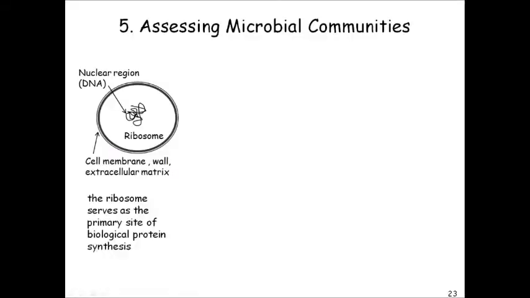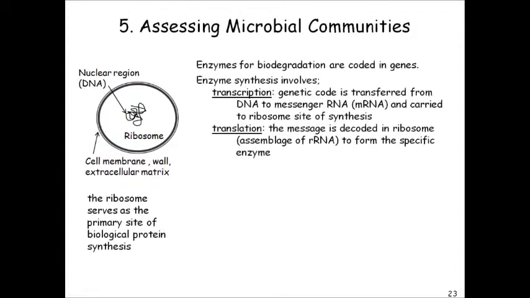So again, my very simplistic view of a cell: it's got some DNA in it. Ribosomes are on the inside. There's a cell membrane of some kind, and there's interaction across that cell membrane with the environment. We need enzymes to biodegrade contaminants, and those are coded for in the genes. However, simply having the right genes doesn't solve the problem. The enzyme synthesis requires transcription, that is, a transfer of the information from the DNA through messenger RNAs, and carrying them to the site of synthesis within the cell.